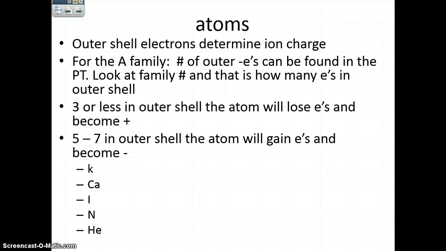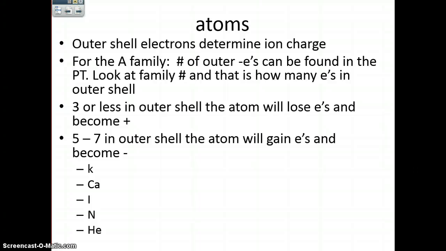Okay, outer shell electrons determine an ion's charge because it would have to react. It determines reactivity. For the A family, the number of outer electrons can be found on the periodic table. I told you about that already. You look at the family number, and that is how many electrons are in that outer shell. If there's 3 or less in the outer shell, the atom is going to lose electrons and have a positive charge. 5 to 7 in the outer shell, the atom will gain electrons and get a negative charge.